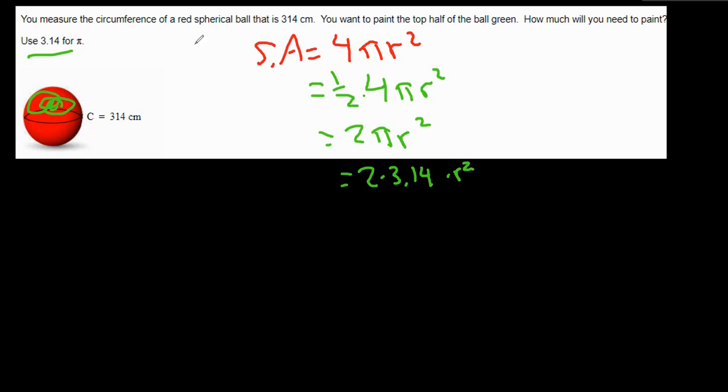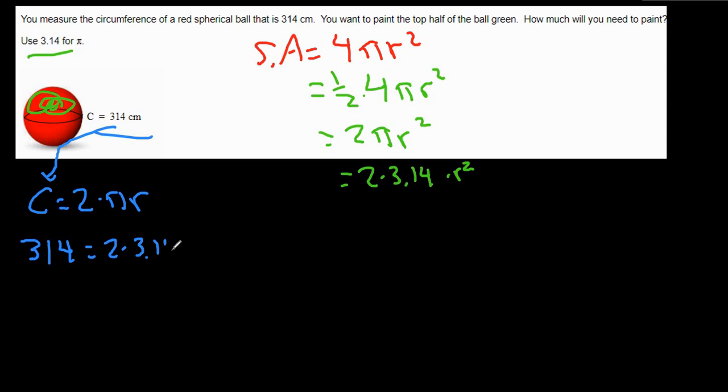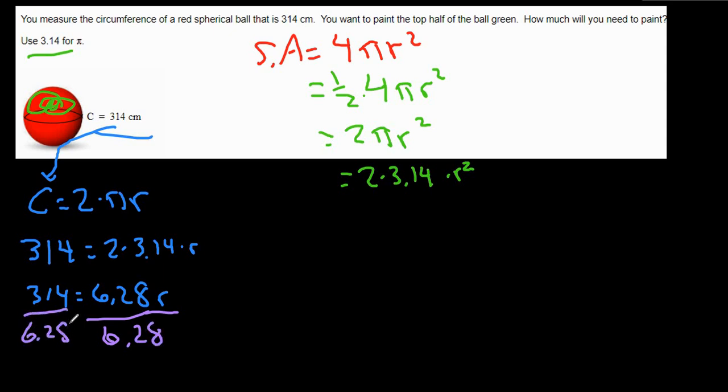And they give us the clue that the circumference is 314. And we should know that the circumference is equal to 2 pi r, or in our case, 314 will go in for the C, and the pi we're going to use is, again, 3.14. So we need to solve this equation for r, and once we have that blue equation solved for r, we can put it into the green equation to the right. So 2 times 3.14 is 6.28. So we divide both sides by 6.28. And that's going to give us that the radius is 50.